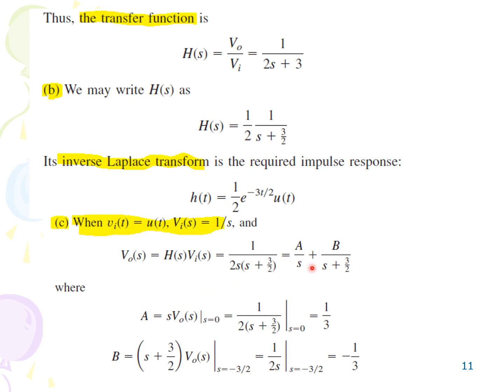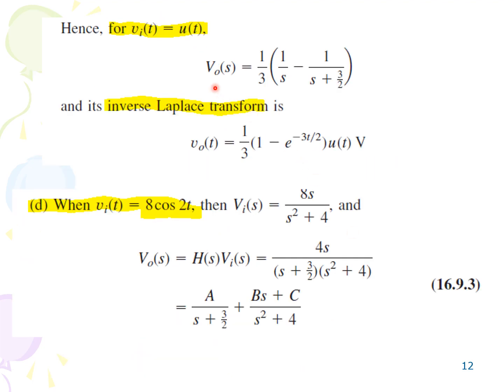Where A is equal to s times V naught s, and putting s equal to 0, we get A is equal to 1 over 3, and similarly we can get B is equal to minus 1 over 3. Now putting the values of A and B in the equation of V naught s, V naught s is equal to 1 over 3, you can take 1 over 3 common, so 1 over s minus 1 over s plus 3 by 2.